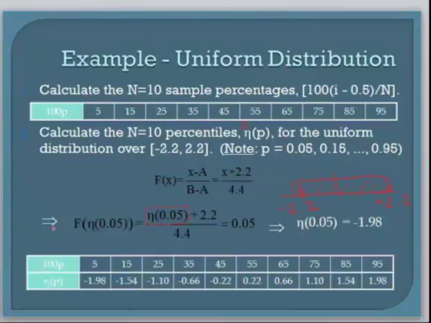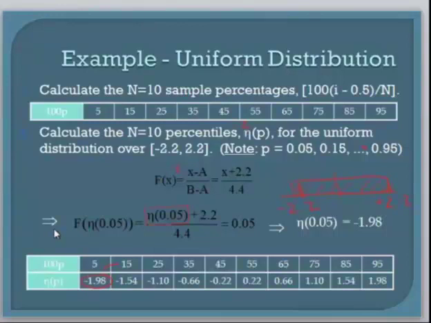This is actually the cumulative distribution function for the uniform distribution. So they plugged it all in, they've rearranged it, now they're finding the value where 5% of the distribution is less than that particular value. And that turns out to be minus 1.98. So I was pretty close when I said 2. And likewise, you just keep plugging in 25%, and then you find your eta p value and so forth. So you keep doing that.